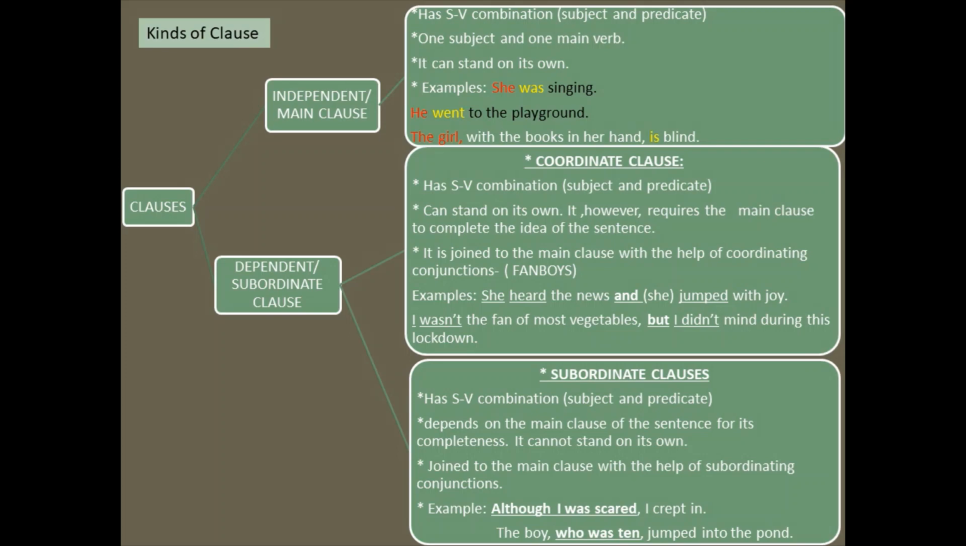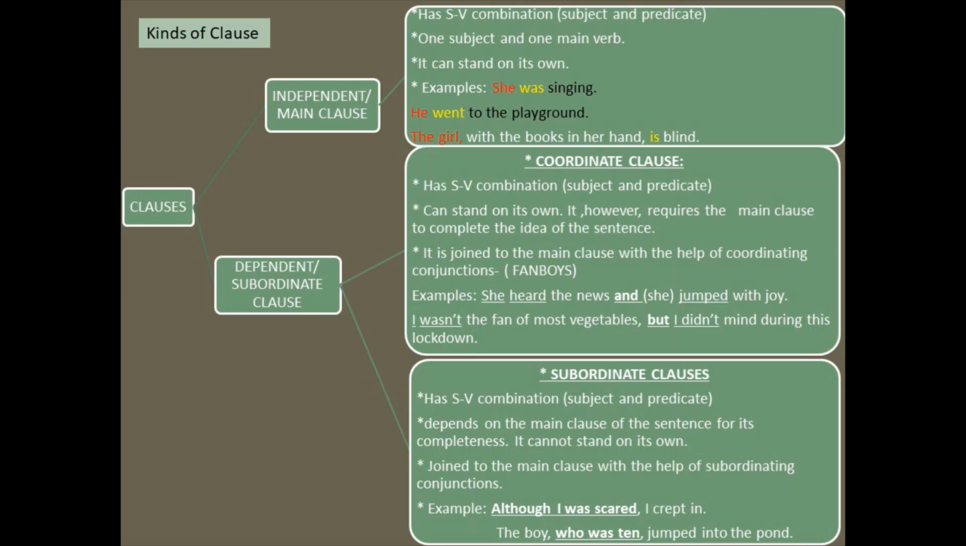Okay, so what do we know about subordinate clause? That it has got subject-verb combination, subject and predicate. It depends on the main clause of the sentence for its completeness. It cannot stand on its own. Coordinating clauses or coordinate clauses can stand on its own. Still, when you join it, it gives the completeness to the sentence. But here in subordinate clause, it is dependent on the main clause, but it cannot stand on its own. Joined to the main clause with the help of subordinating conjunction.